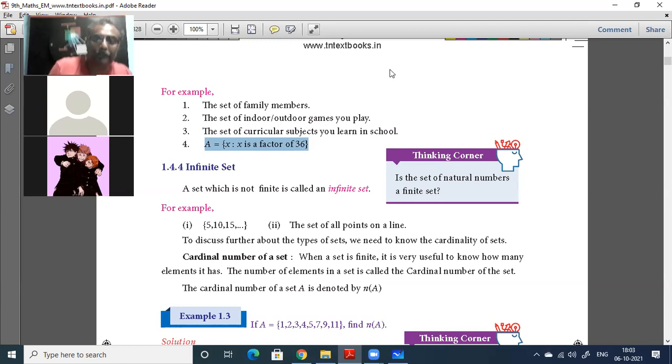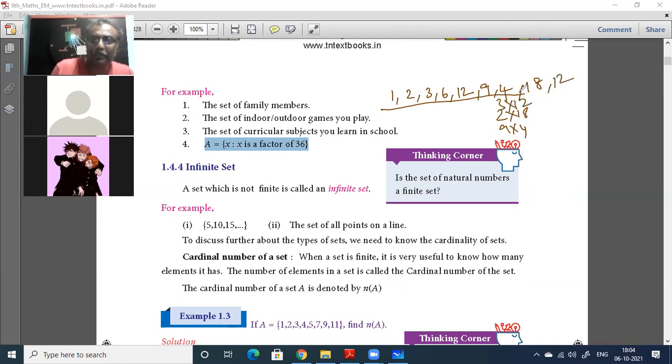Okay, what are all the factors of 36? So many numbers are factors of 36. 1 goes in 36, 2 goes in 36, then 18 also, 2 into 18, 9 into 4, 3 into 12. So many numbers are factors, but still 1, 2, 3, 4, 5, 6, 7, 8, 9. Only 9 numbers. So 9 is a finite number. Okay, it's not infinite. Very good. Now let us go to infinite set.